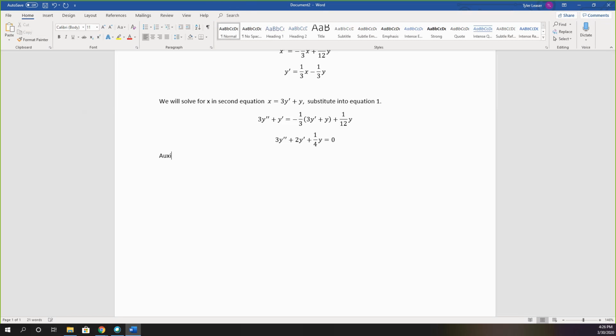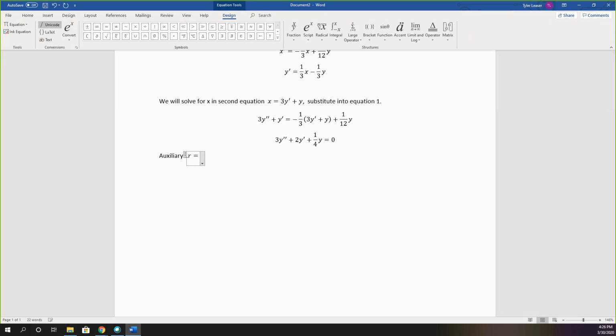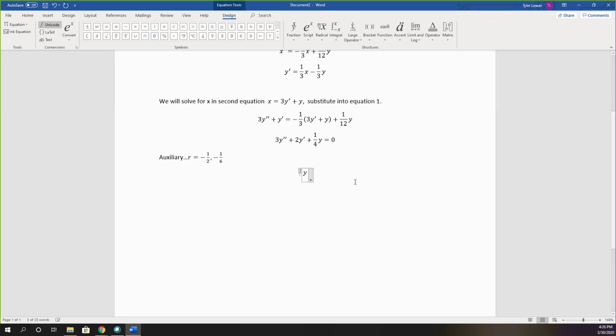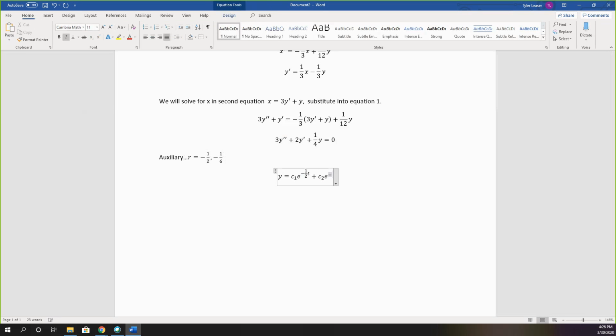Remember, to solve these, we would find the auxiliary equation. I'm just going to put dot, dot, dot here. If you did do the auxiliary equation, you'd get two different R values, -1/2 and -1/6. That means that the solution to this homogeneous equation would be in the form C sub 1 e to the -1/2 t plus the C2 e to the other one, -1/6 t.